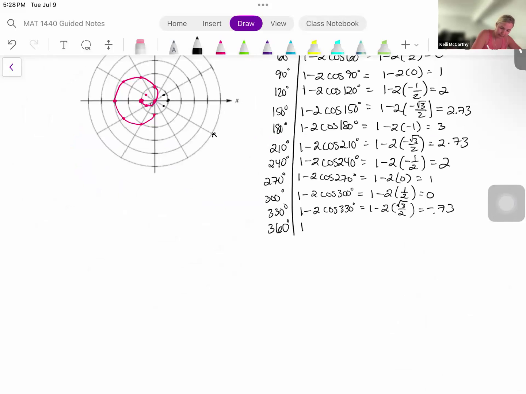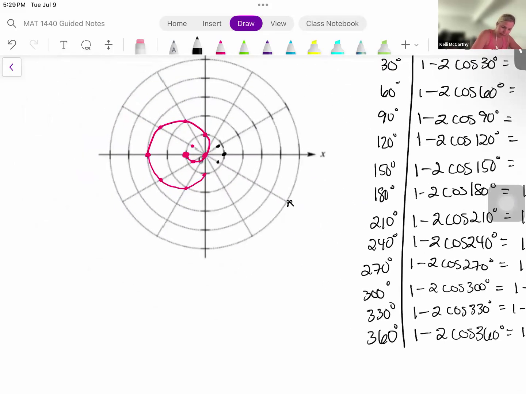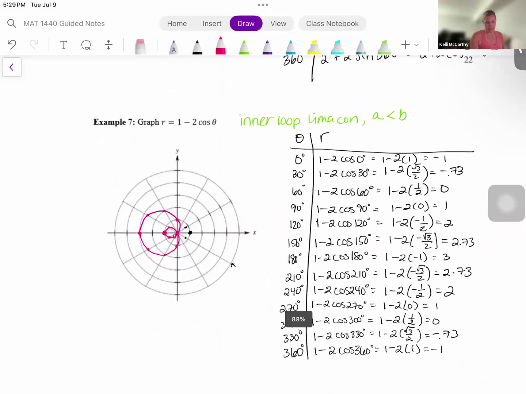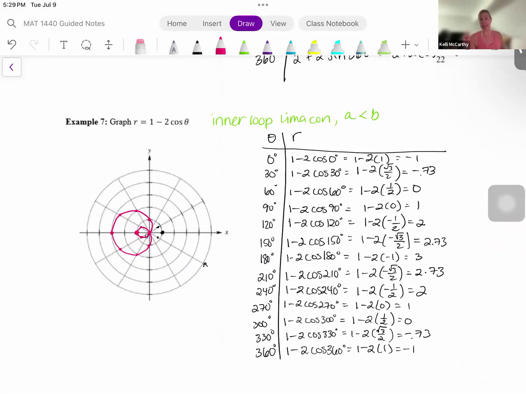And then 360, 1 minus 2 times cosine of 360 degrees is equal to 1 minus 2 times 1, or negative 1. So again, we're going to graph 360 degrees and 1, which is going to be right here. We've already graphed a point there, and then we're going to reflect it, which is going to take us back to that starting point. So those last few points that we're connecting are going to go like this. So definitely a lot of work, but great practice in using those trig function values from our unit circle.